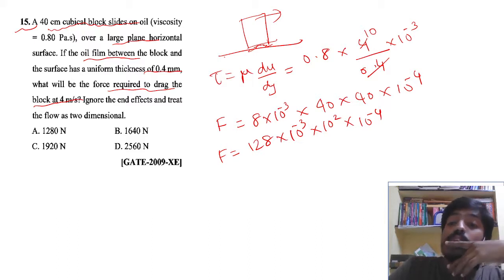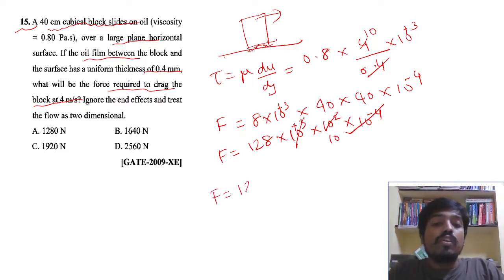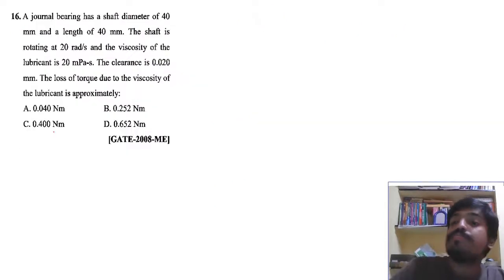We are doing something missing. This should be plus. This should be plus. So this 3 becomes 10. F is equal to 1280 Newton.